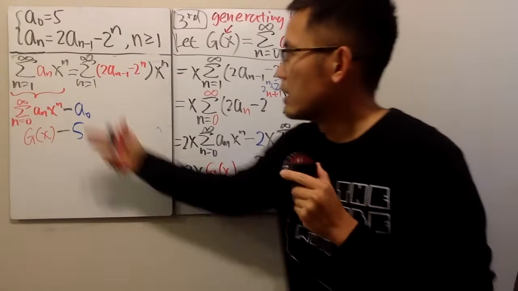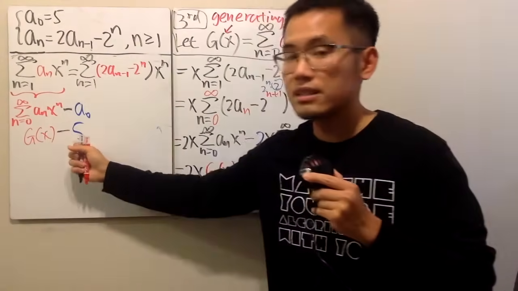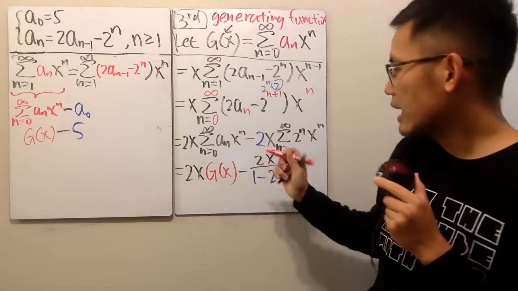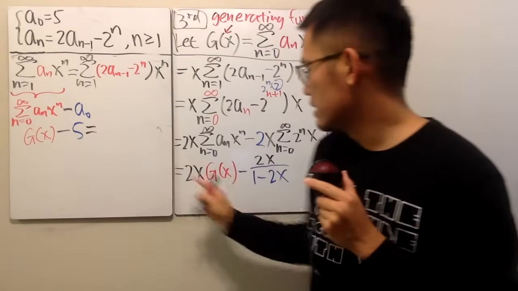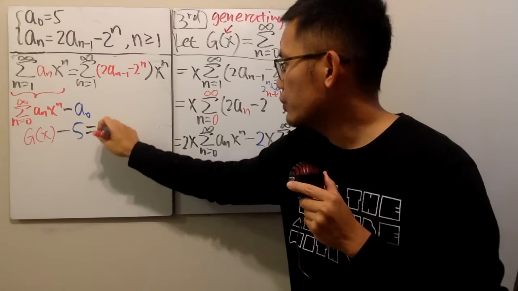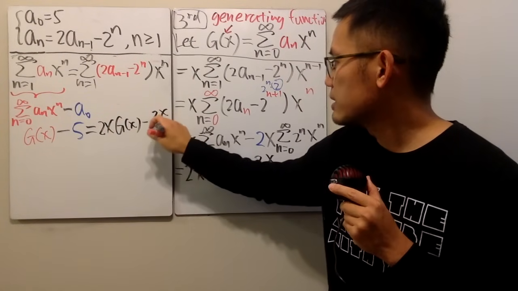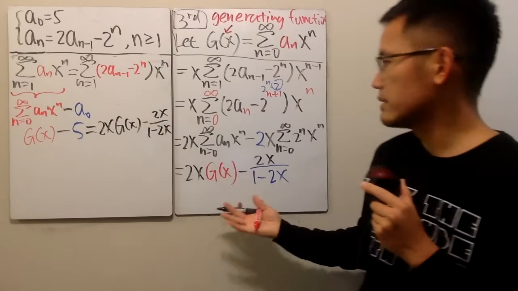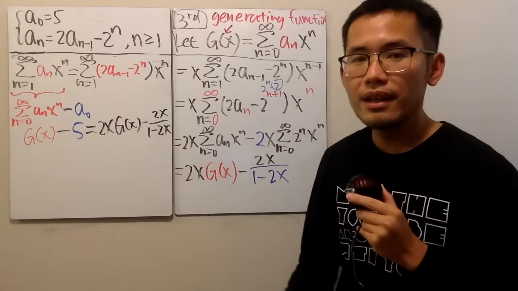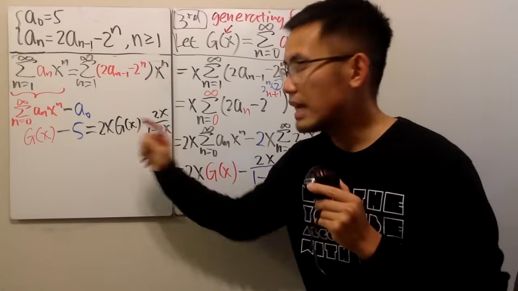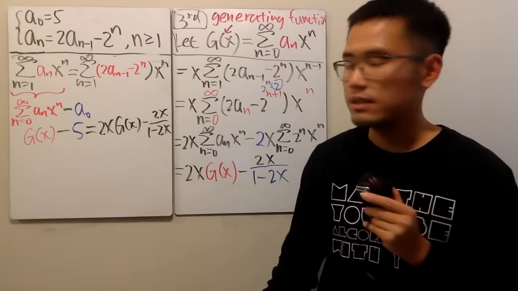And now have a look. The left-hand side is just g of x minus 5. And then, of course, on the right-hand side, we had this, namely 2x g of x, and then minus 2x over 1 minus 2x. I just had to bring this to the other side. And the reason I want to do that is because I want to solve for what g of x is.